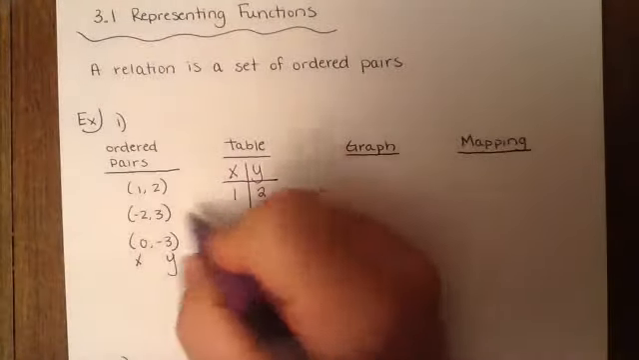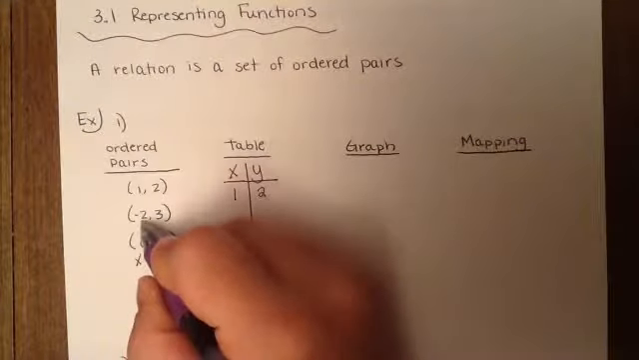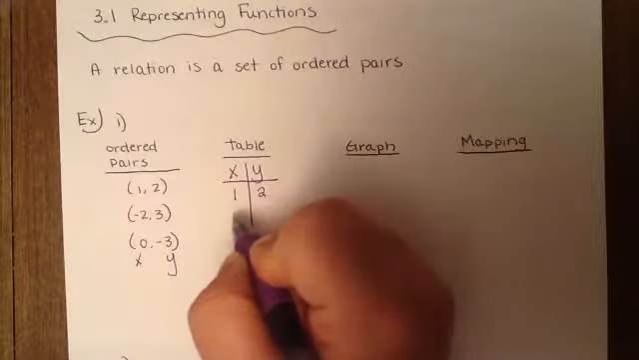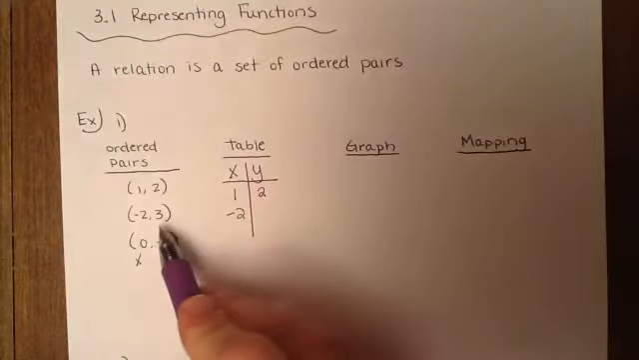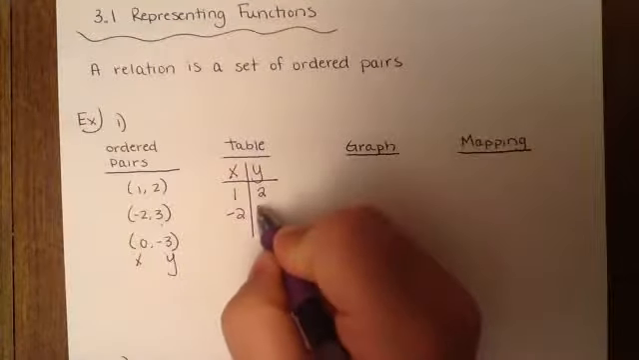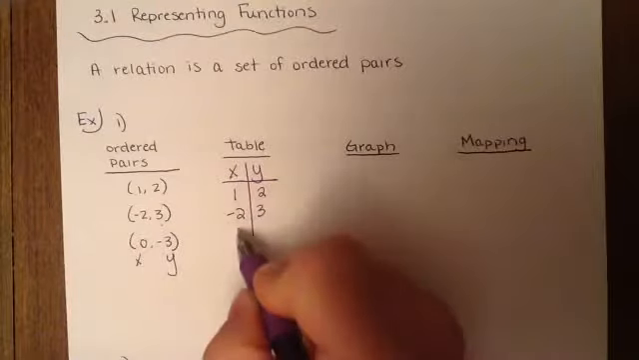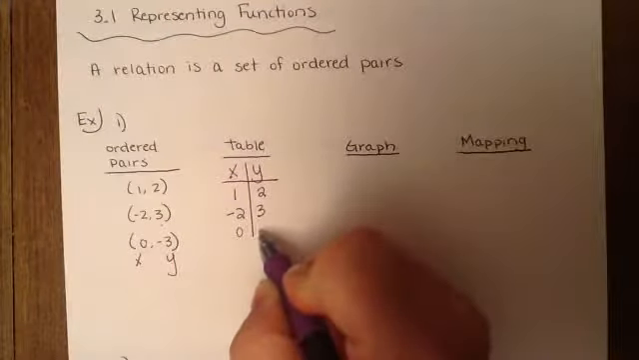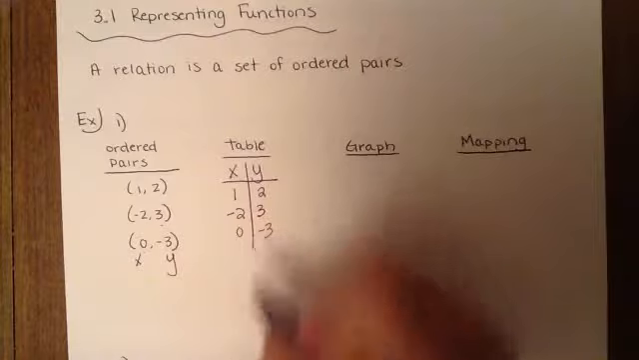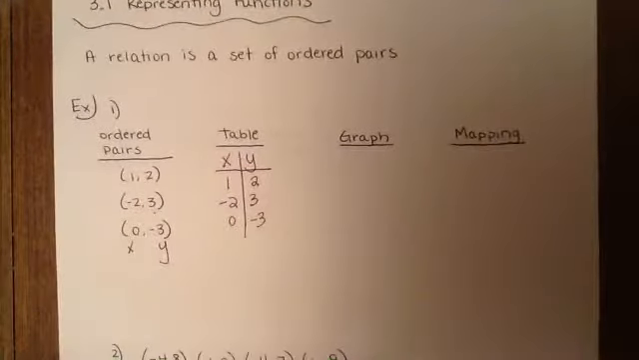The next part of the table, I'm just going to put this point. So x will be -2. Y will be 3. X is 0, and what will y be? -3. So rewriting that in a table.